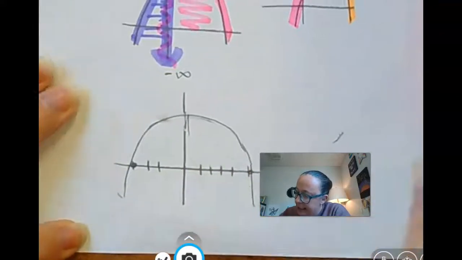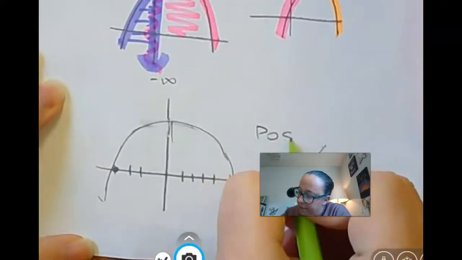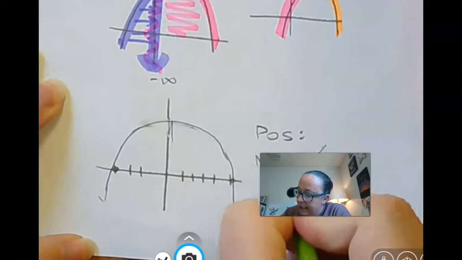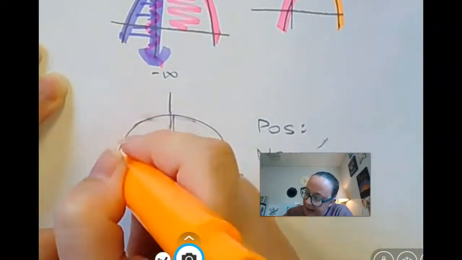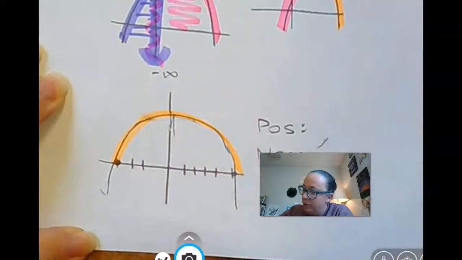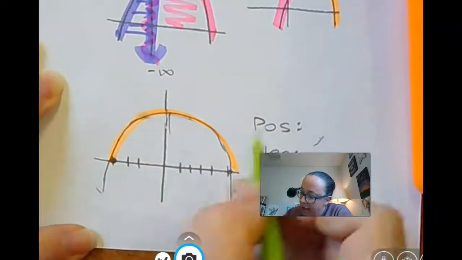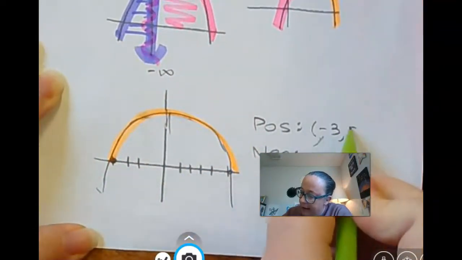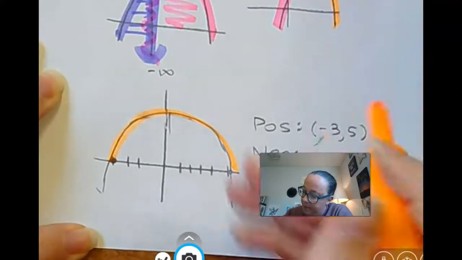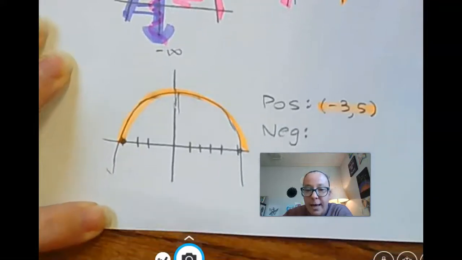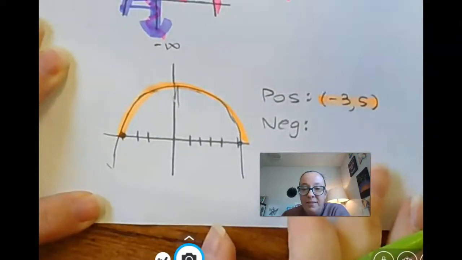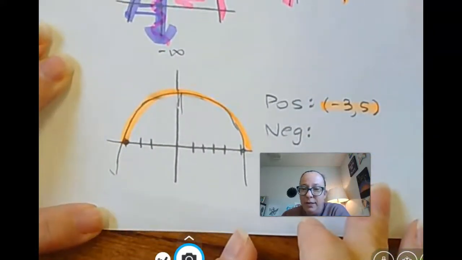Okay, so where is this thing positive? And where is this thing negative? Now it is positive above the x-axis, so I have this. Only one spot, and I go left to right, so it'd be negative 3 to 5 with parentheses only. I explained why earlier, but it's because those are actual x-intercepts, and they're neutral. They're not positive or negative.